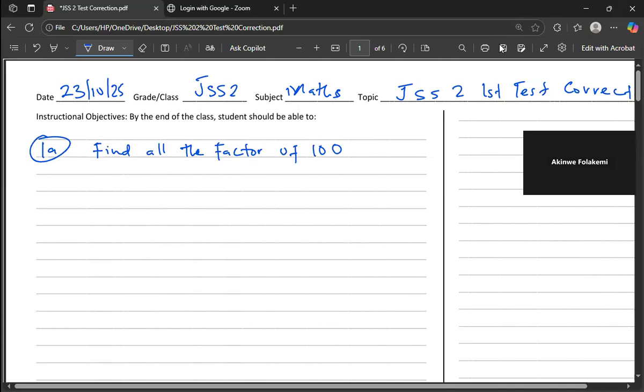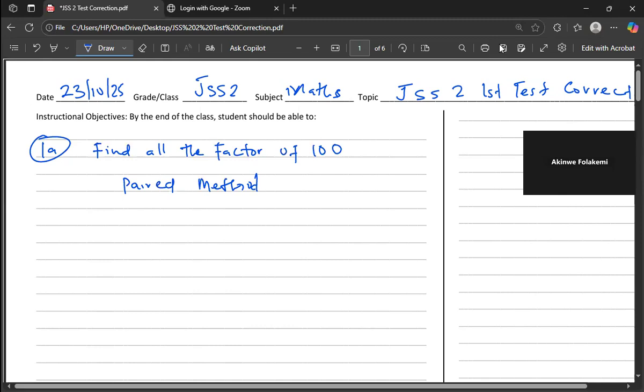There is one system I usually use. I call it the paired method. So what do I mean by paired method? They say you should write out all the factors of 100. Now, if you don't use this paired method, it is possible you skip out some factors. So this is how I do it.